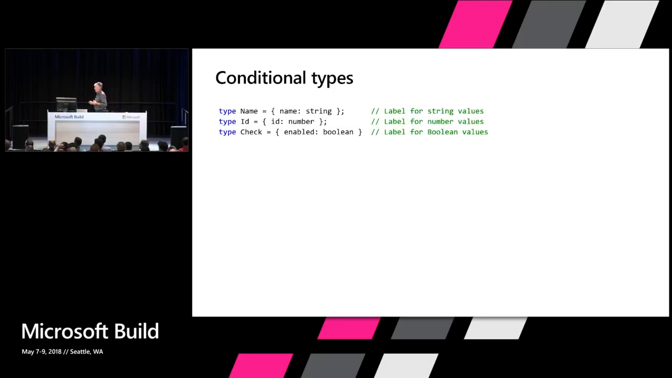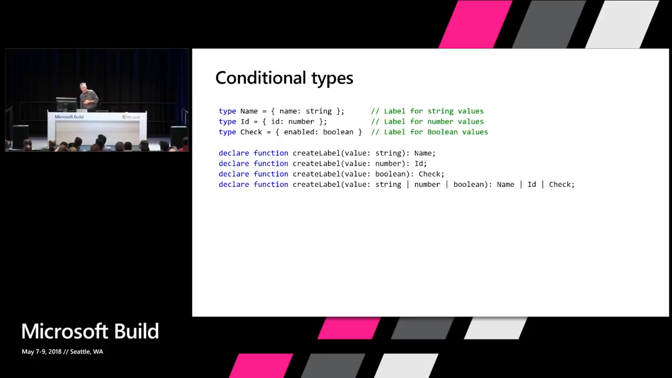Let's say I have 3 types: Name, ID, and Check. And let's say that they represent labels that I want to put in my UI. I have a certain kind of UI element that's called Name that I use for strings, IDs I use for numbers, and Checks I use for Boolean values, right? Now let's say I want to write a function that takes some value and creates the label that corresponds to that value.